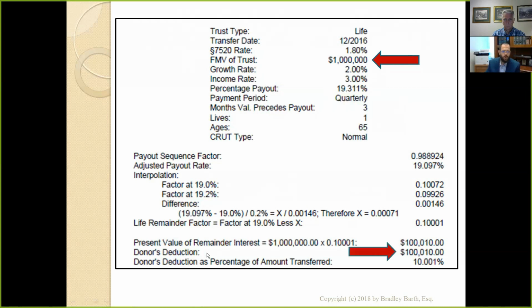Here is my donor's deduction. Remember, 10%. You get a 10% charitable deduction. We put in $1 million up on top. We get a $100,000 charitable deduction. So that now goes on our present income, our 1040, and rolls over for 5 years. So again, you're getting an immediate income tax deduction, which means more money in your pocket.